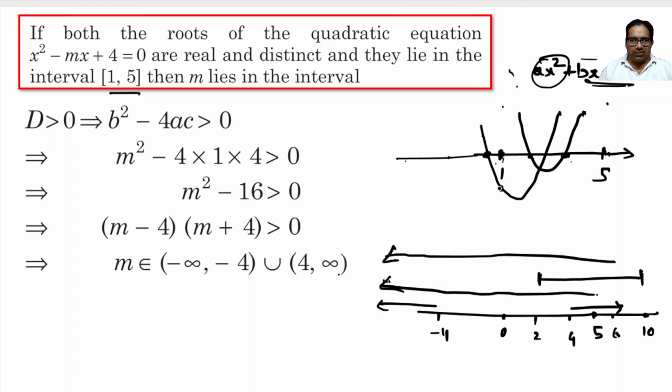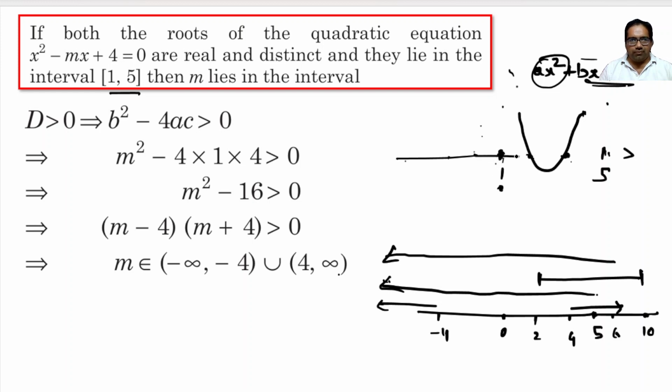If f of 1 is negative, what does that mean? If the graph is facing upwards, one root is to the right of 1, another root is to the left of 1. Right. What does that mean? If f of 1 is negative, that means one root is to the left of 1, another root is to the right of 1. Right. Which is, we don't want that.